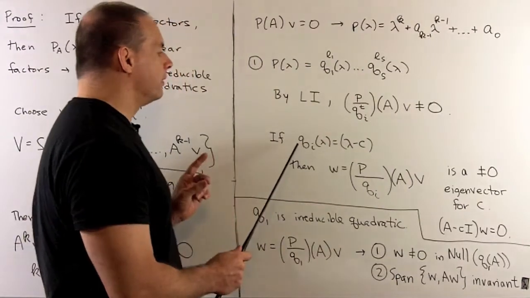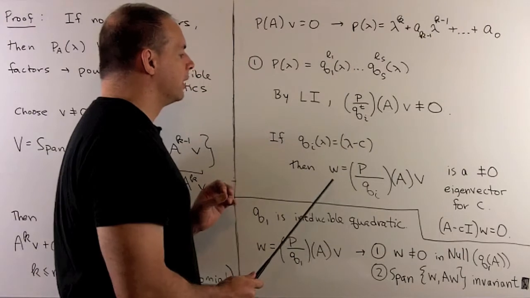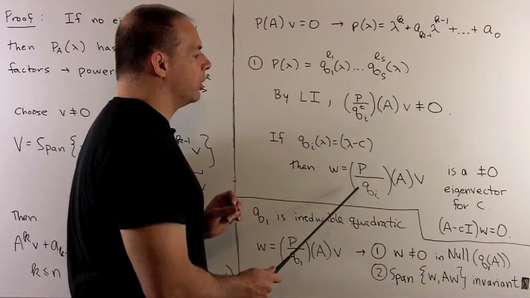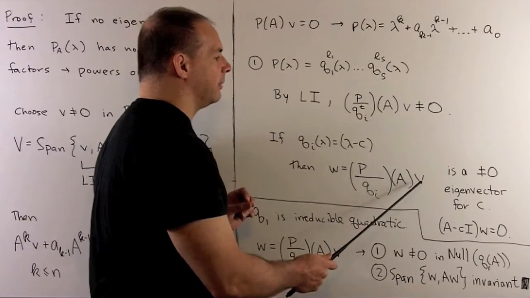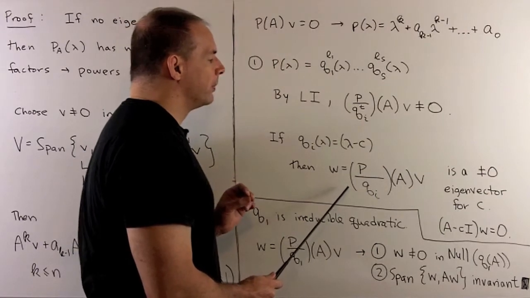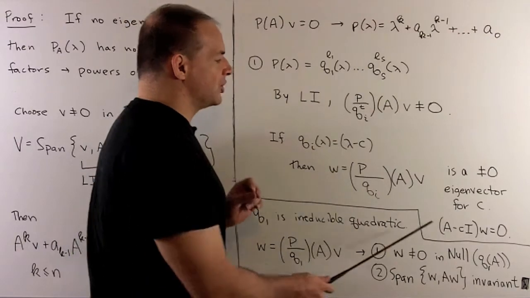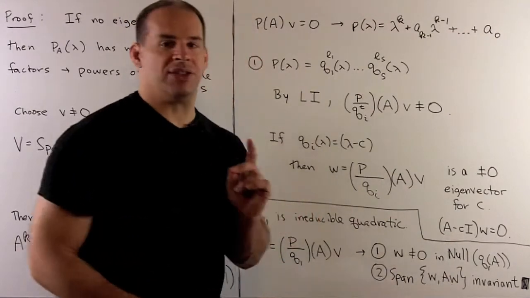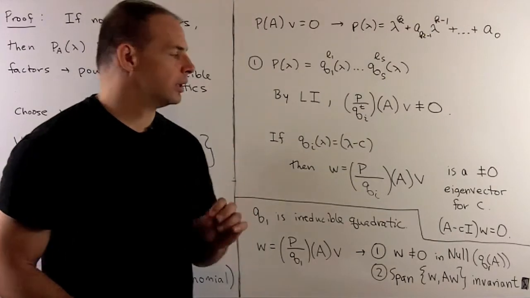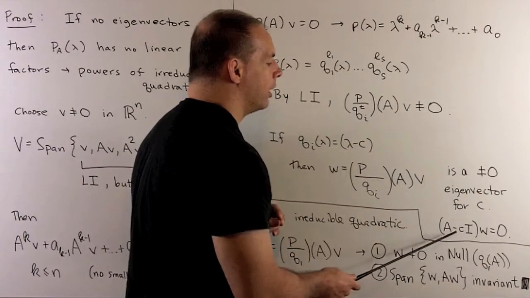So, if we have a linear factor, say lambda minus c, we'll bring it down by 1. I'll define w to be equal to that polynomial applied to A, applied to v. By our recipe here, this is non-zero. If we apply qi applied to A to w, that's just A minus ci, we'll get 0 because we're just looking at p applied to A, applied to v. So I'll have an eigenvector that's non-zero for eigenvalue c.